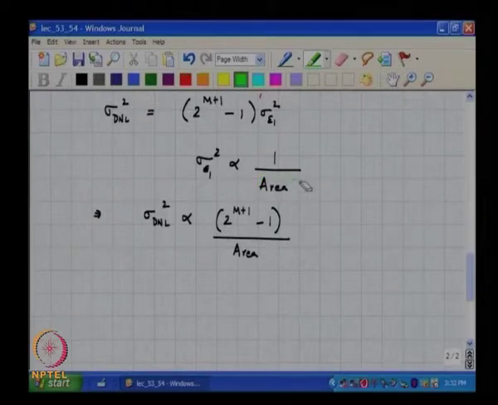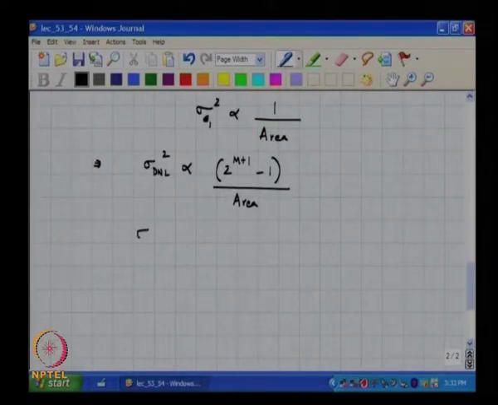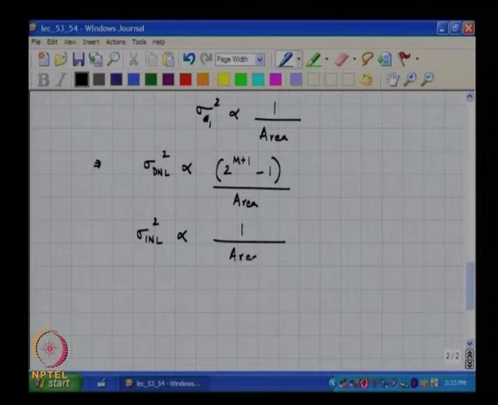Now, sigma INL on the other hand, how does it depend on m? Pardon? It is independent of m. Sigma INL is independent of m, but is dependent on area. So, sigma INL square is also proportional to 1 by area.